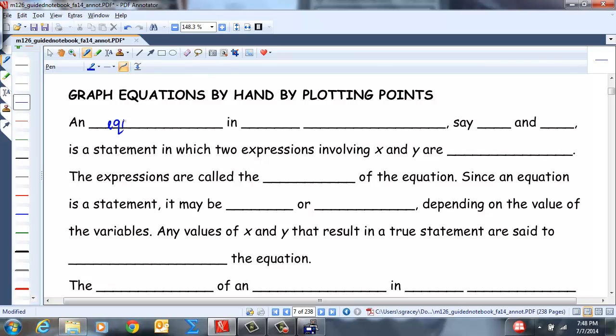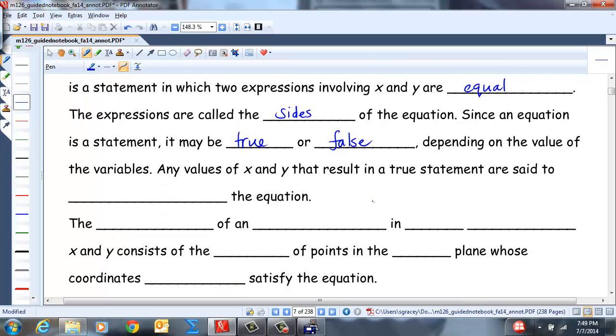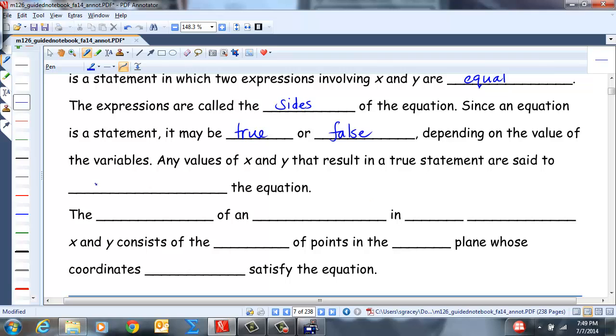So an equation in two variables, call them, I don't know, x and y is fine, is a statement in which two expressions involving x and y are equal. The expressions are called the sides of the equation. Since an equation is a statement, it can be true or false, depending on the value of the variables. Any values of x and y that result in a true statement are said to satisfy the equation.